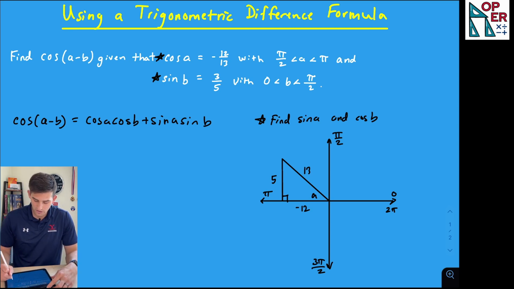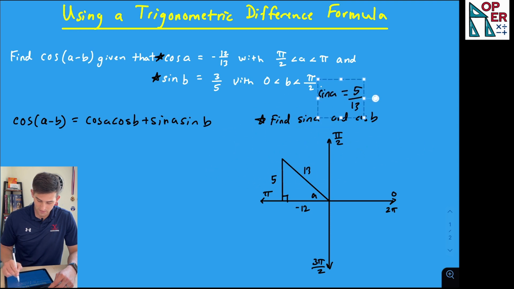So now we need to know what cosine of b is. Or excuse me, we need to know what sine of a is. We're focusing on sine of a right now. So sine of a would be opposite over hypotenuse, which would be 5 over 13, okay? So let's actually grab that and let's move it right up here, okay?